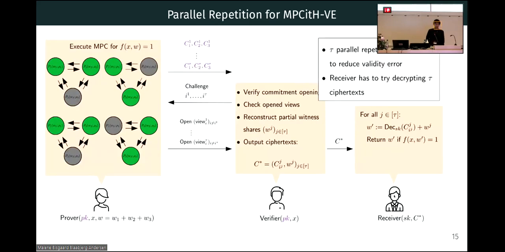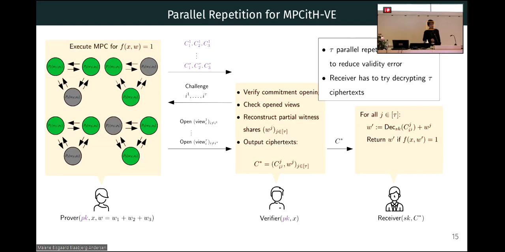But one drawback is that in order to achieve the negligible soundness error in the MPC-in-the-Head setting, you need to repeat the protocols in parallel many times. So this also implies that in the verifiable encryption setting, the prover has to output all the ciphertexts from all the parallel repetitions. So this is a bit wasteful.